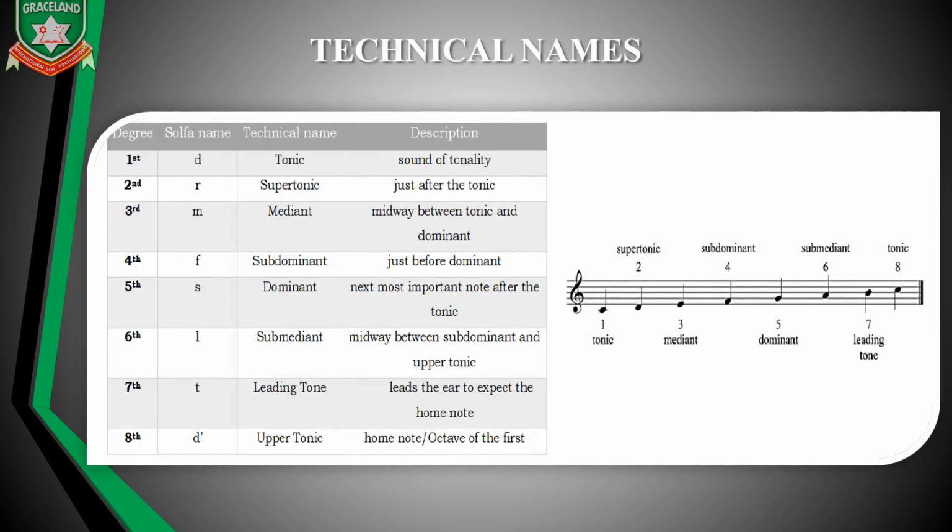The names of every note on a scale. Mind you, we are looking at the scale of C major for now. The scale of C major, once again, say it with me: C, D, E, F, G, A, B, C. Every note on a scale has a name. The first note on a scale is called the tonic. The second note is called the supertonic. The third note is called the mediant, subdominant, dominant, submediant, leading note, and the upper tonic as shown here. Let me teach you a song that will help you to remember all the technical names of the notes on a scale. Let's go. I'm playing on C major now.